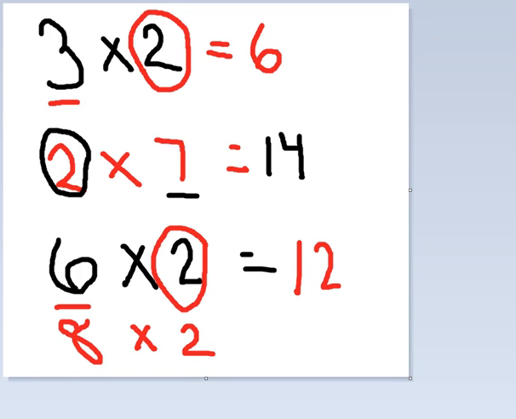Again, I want to indicate that I'm using the 2's trick. So I'm going to circle the 2 and underline the 8. The action is on the 8. And that's as much as I'm going to tell you. So I want you to tell me what is the answer to 8 times 2.